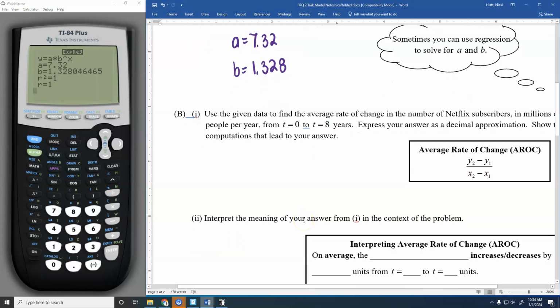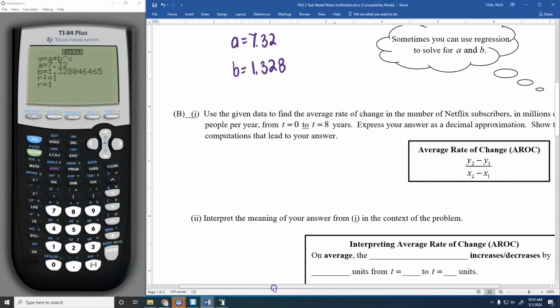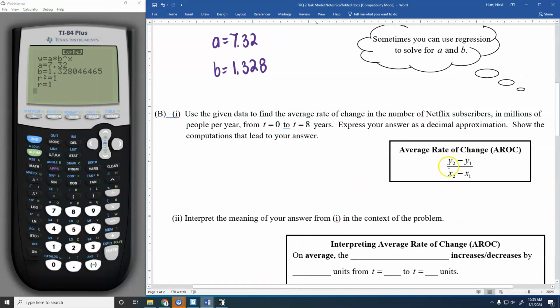Now, B is going to be about the average rate of change. And I've given you some of these on tests. Average rate of change is slope between the endpoints. It's not exponential. It's not quadratic. They could ask you this on any question, right? So if it asks you to find average rate of change, it's asking you about slope between the endpoints. And they've given you the slope formula over here as a note.